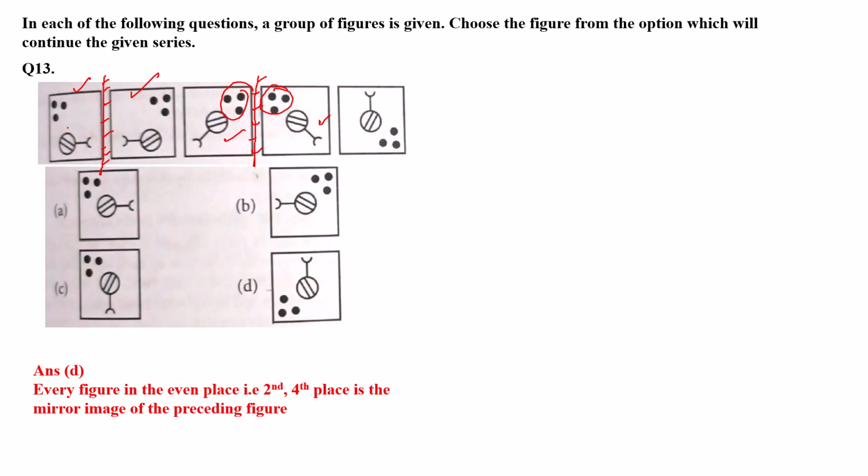So same way here also you have to put a mirror, and what image you will get. If you see, first of all, these dots will come immediately over here, isn't it? And if you find the mirror image of this, the shape will be same, but these two lines will change the direction like this. So from here, which figure is matching? So D is the correct option.